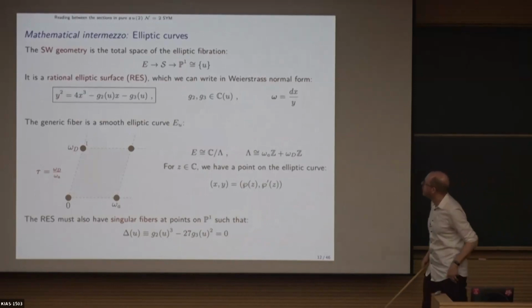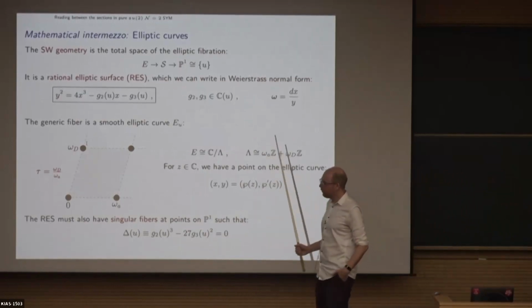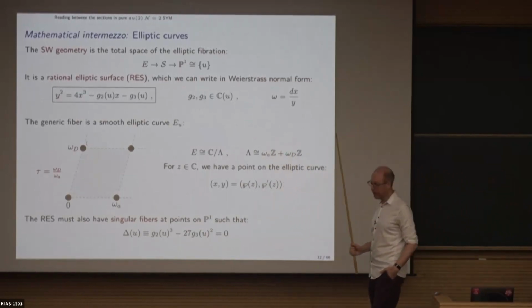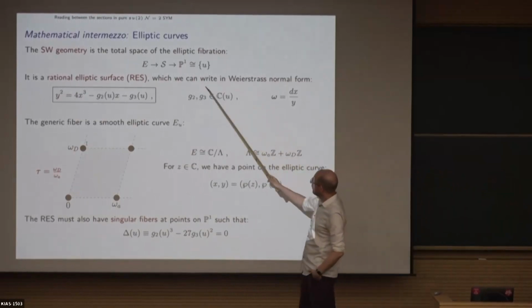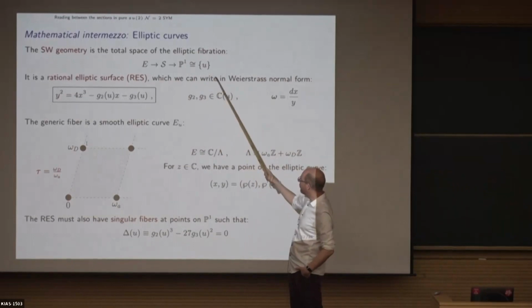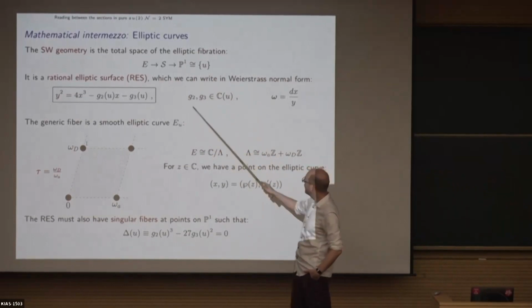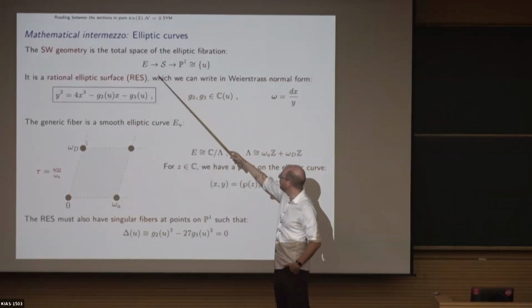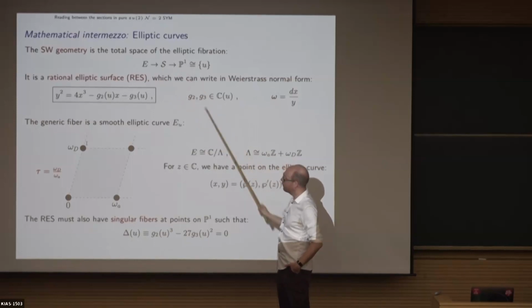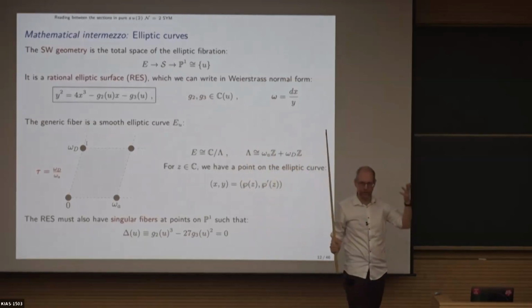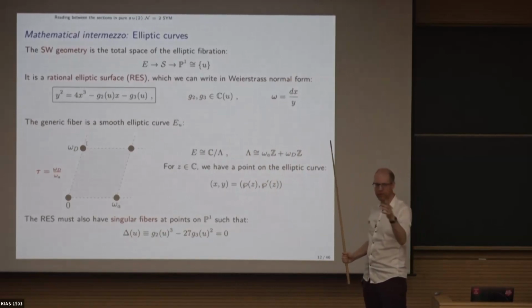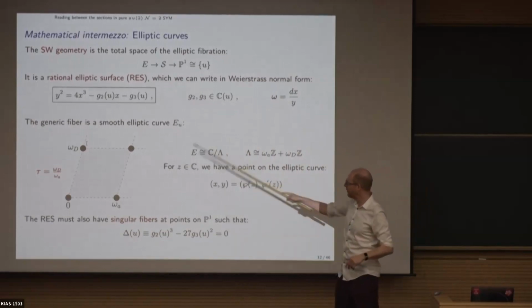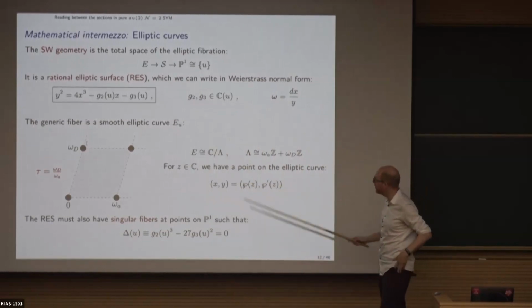Okay, so now I have three slides of mathematical intermezzo just to be on the same page. So first, let's review elliptic curves in one slide. What we are after is not so much the elliptic curve, but the full total space of the Seiberg-Witten fibration, so an elliptic curve that varies over u. In physics we call it the Seiberg-Witten curve. To explain to a mathematician, you would say it's a one parameter family of elliptic curves that is precisely fibered over the Coulomb branch, like this.